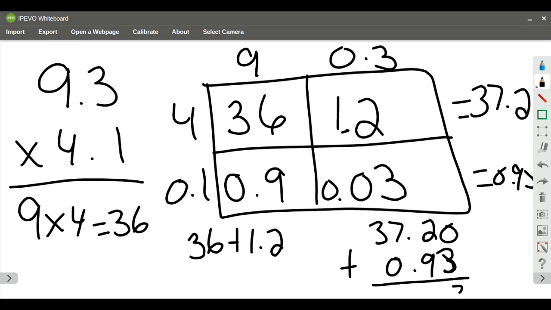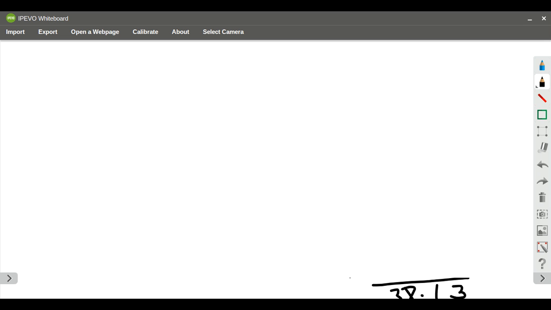So I end up with 3, 11, I regroup, put my decimal down. 7 and 1 is 8. So my answer is going to be 38 and 13/100. 38 and 13/100 is near 36, so it is a reasonable answer. I'm going to take a look at one more.